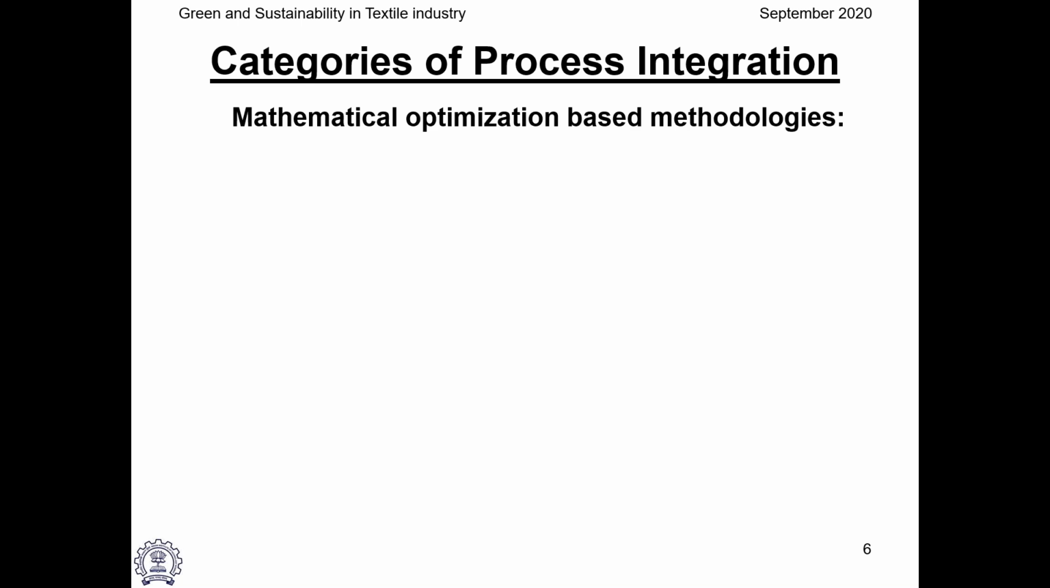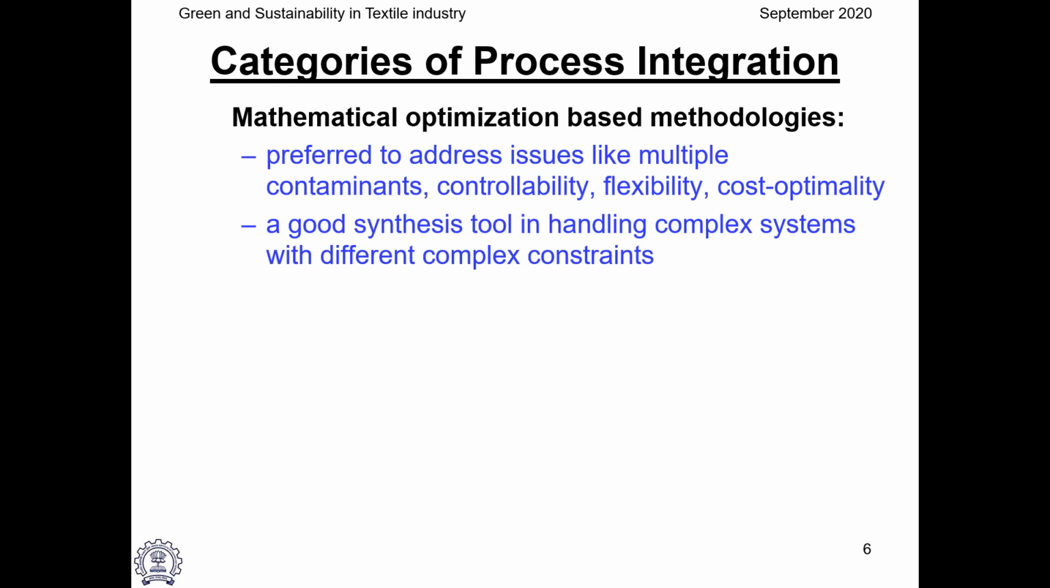Let's look at what happens in the two different categories. One category of process integration is mathematical optimization, which comes from the third quadrant. The major good point is that it's preferred if the problem is complex: multiple contaminants, controllability, flexibility, cost optimality, topological optimizations, uncertainties. If you want to consider all of them, mathematical optimization is better. However, your model has to be good and representative. It's a very good synthesis tool in handling complex systems with complex constraints.